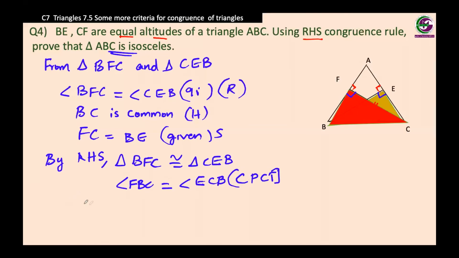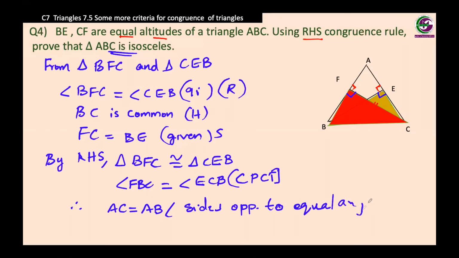So if two angles are equal, we know the opposite sides are equal. Therefore, AC is equal to AB because sides opposite to equal angles are equal. So AC is equal to AB means triangle ABC is isosceles.